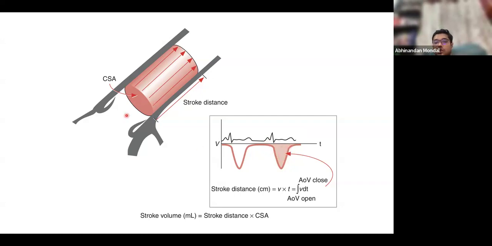It is the distance that the blood has traversed through time. So if we multiply this cross-sectional area with this distance, that will give you the volume of this cylinder. That means that will give you the VTI. So VTI is nothing but the volume of this cylinder, how much blood is actually moving from this point to this point per unit time. So here also, stroke volume is equal to stroke distance into cross-sectional area.